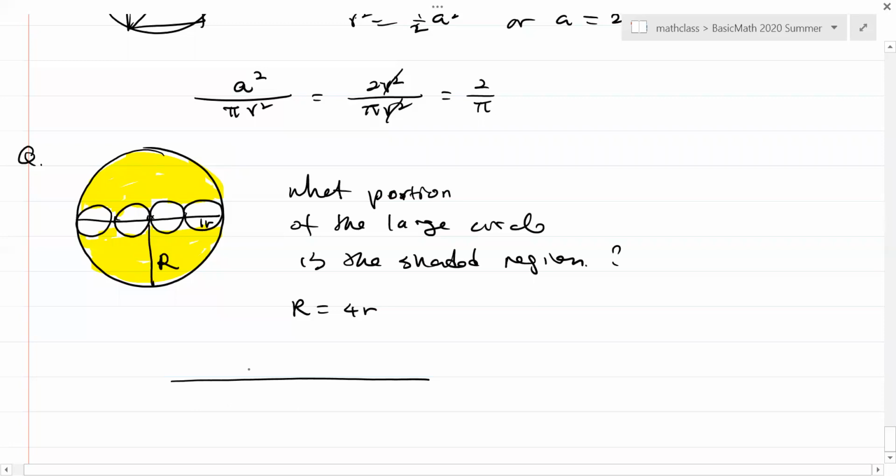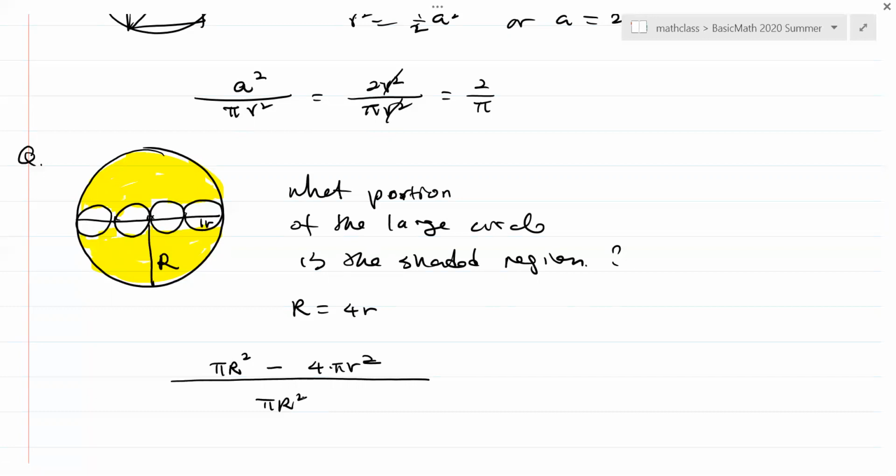Okay, that's the relationship. Then the shaded region is going to be on the top, right? So you have to use a difference. Otherwise, how to calculate the area? The area of the largest circle minus the area of the 4 smaller circles, 4 times pi r squared. And this should be over capital R squared, right? So that's the ratio of the area of the shaded region over the area of the larger circle. You cannot compute the shaded area directly. You have to take the difference.